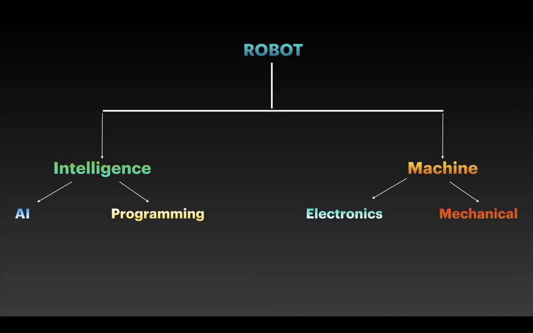And when it comes to intelligence, or when it comes to the brain, one part is AI, artificial intelligence. That is coming in the future, right? And then what we're going to talk about is the programming or the coding part, right? Okay.